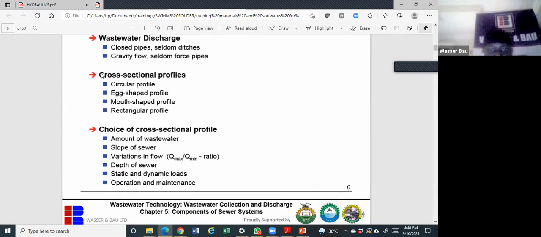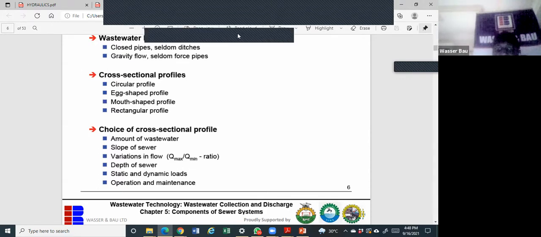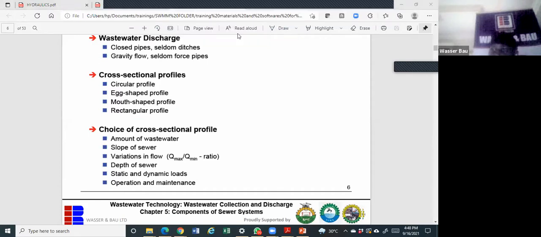So in a cross-section of a profile, we consider some values: amount of wastewater flow, the slope of the sewer must be known, then the variation must be known. This variation helps you in what we call pipe sizing. We'll still come to that, so that you know your full flow and half flow. We'll still come to that, just relax. Then you have the depth of sewer. Then you have other factors. All these things, believe me, gentlemen, if you read them, you understand them.